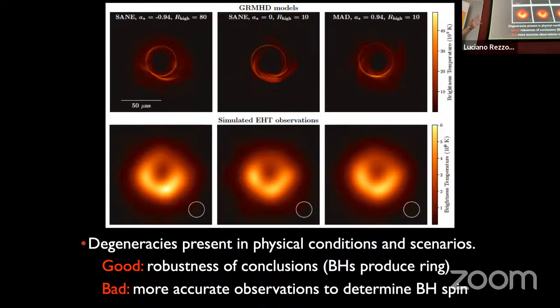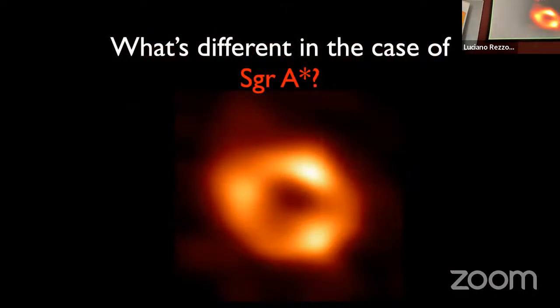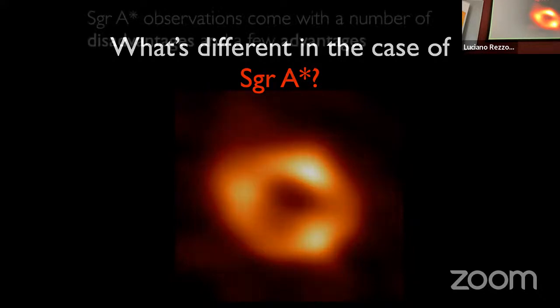Okay, so all of this is pretty generic. And all I said is true both for Sagittarius A star and M87. So what are the differences with Sagittarius A star with respect to what I just said? These observations, we've taken at exactly the same time. The same night in 2017, we were observing M87, we were observing also Sagittarius A star.